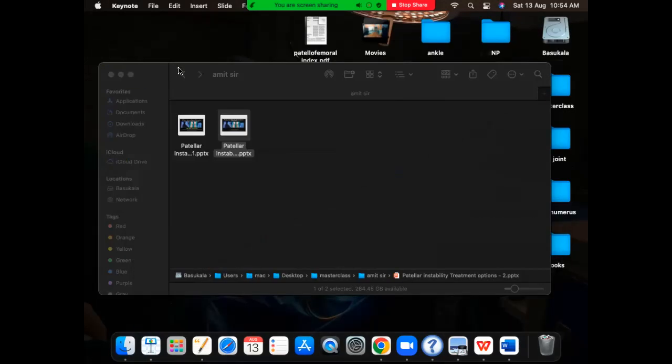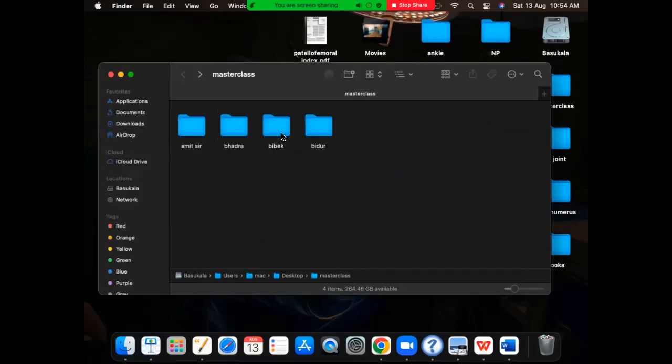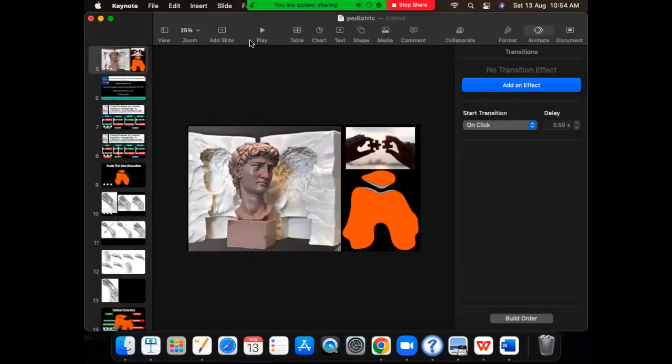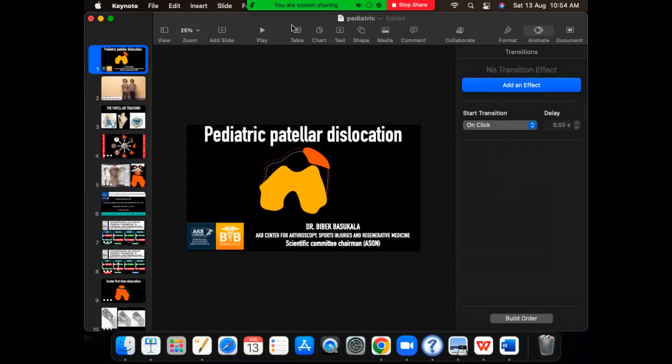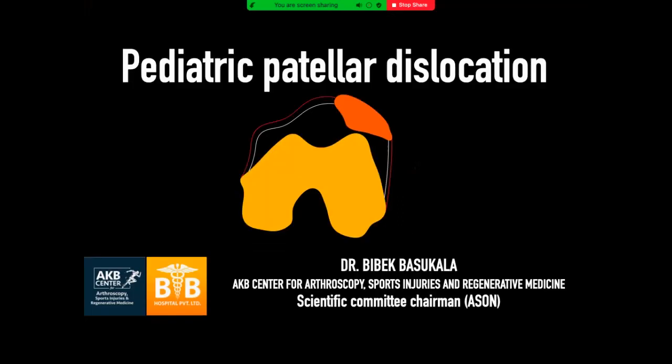So you just heard from Amit sir that a bony abnormality cannot be tackled by soft tissue procedures. I'll be talking about the condition where bony procedures are contraindicated for obvious reasons. What are the surgeries or techniques by which we can tackle those cases without doing a bony procedure? That will be my talk for today: pediatric patellar dislocation, and how it differs from adult.